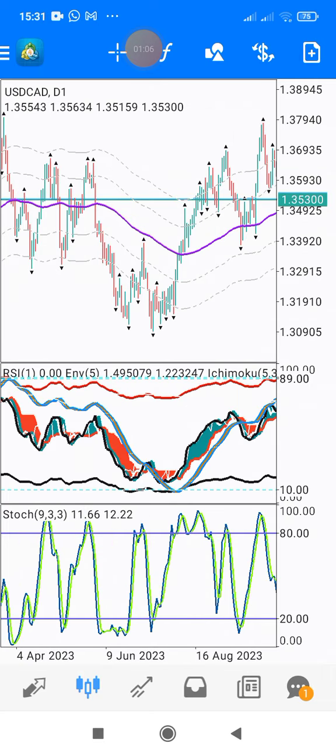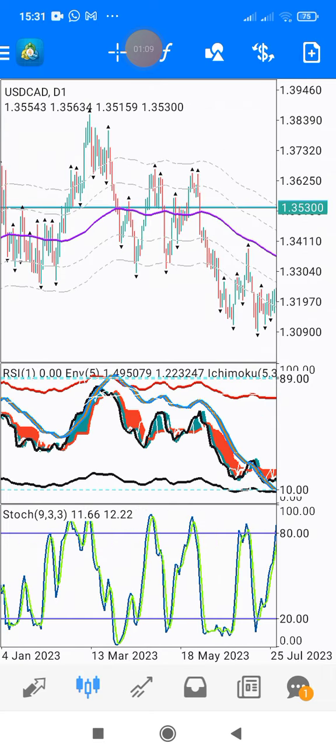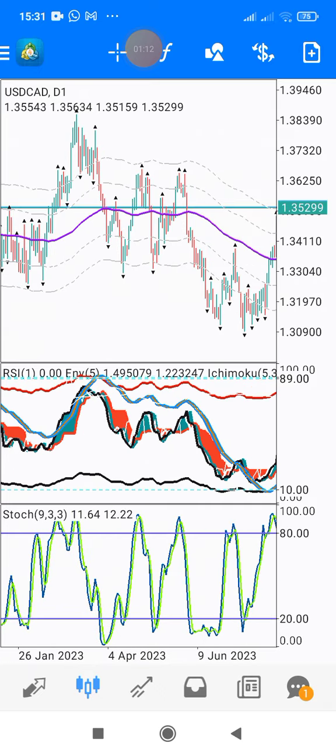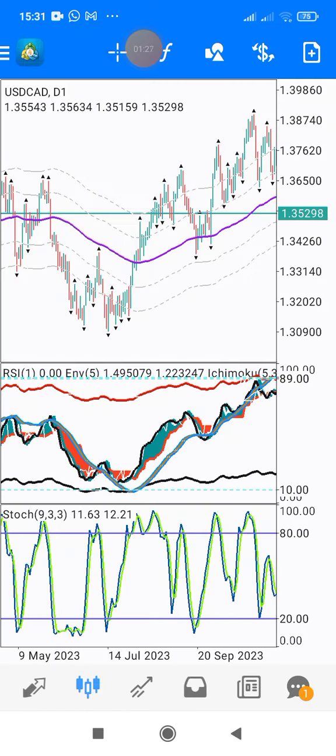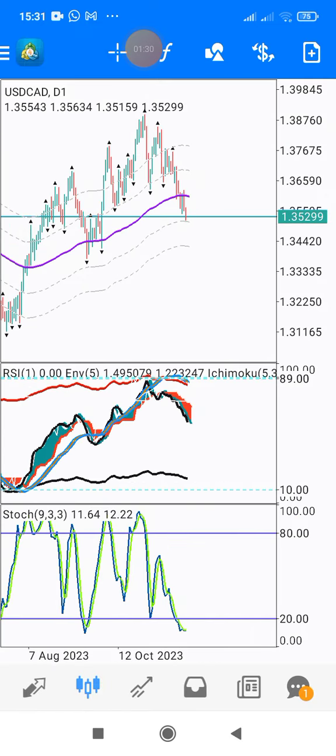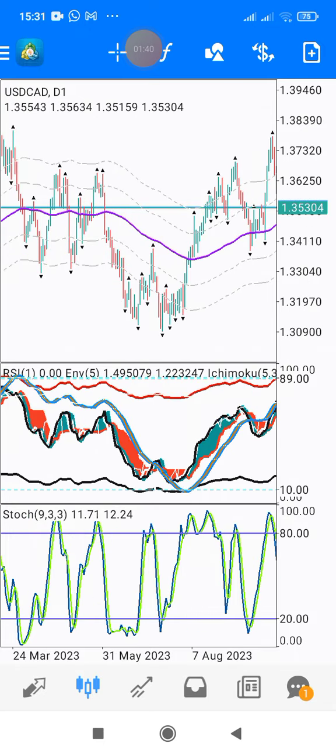So when we look at this strategy, this is one of the strategies that I'm using. Our screen is divided into the main chart, and then first and second window indicator charts. So this is USD/CAD on a daily chart.